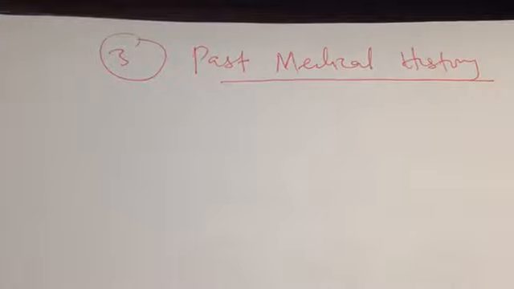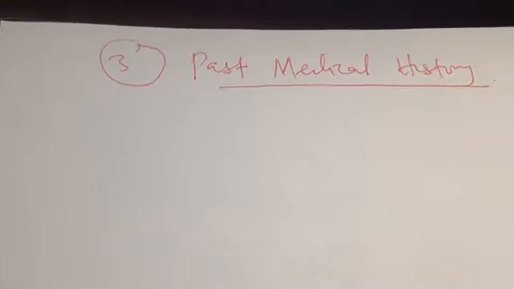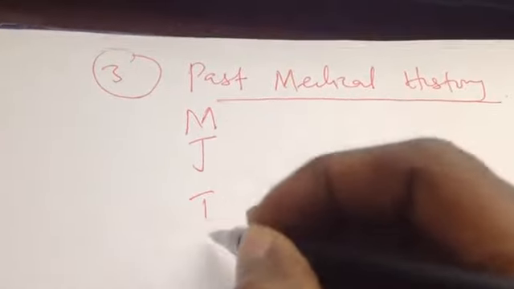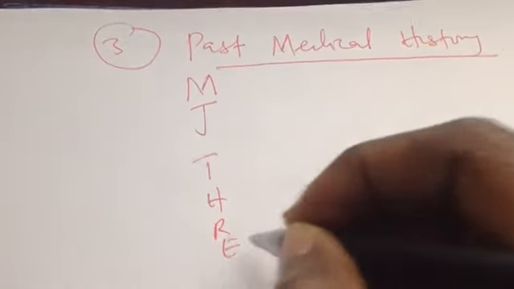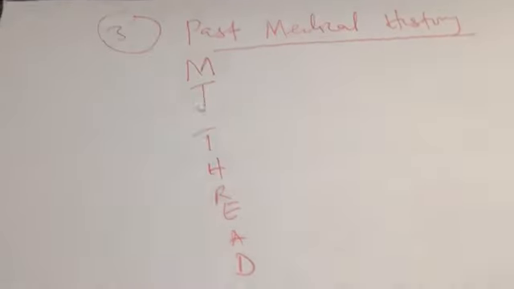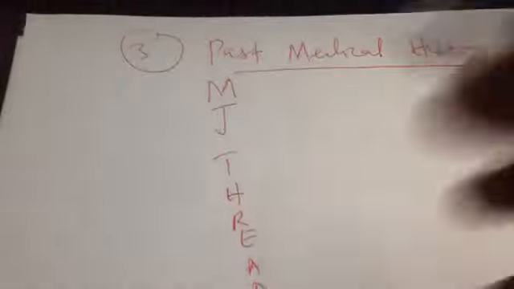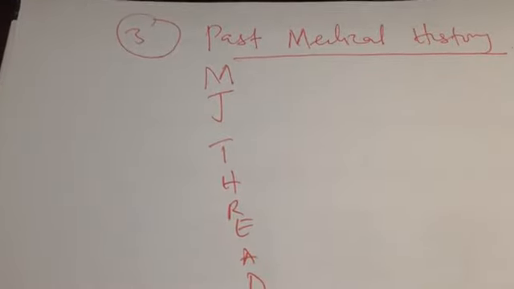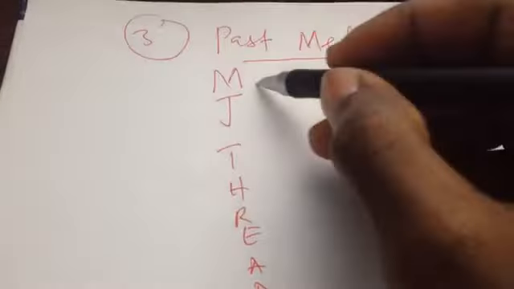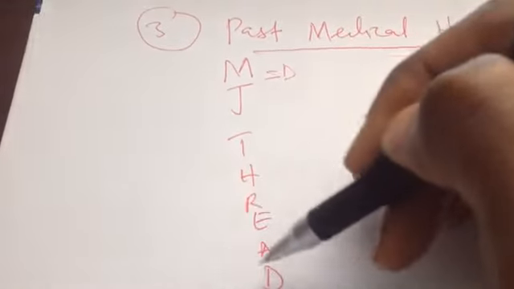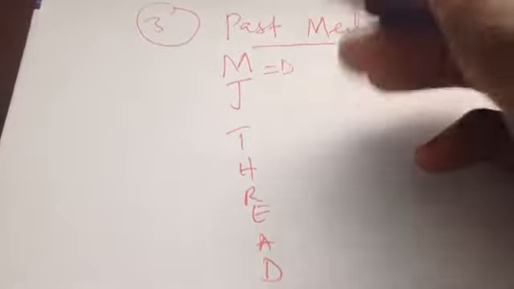And also you have to ask him about some specific chronic diseases, which are abbreviated as MJ THREAT. After you ask him whether he has had the same illness before that he presented to the hospital with, and he says no or yes, you document it. Then proceed to ask him these questions. These are constant, you have to ask every patient, especially if he is an old patient.